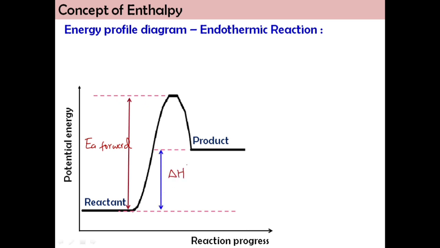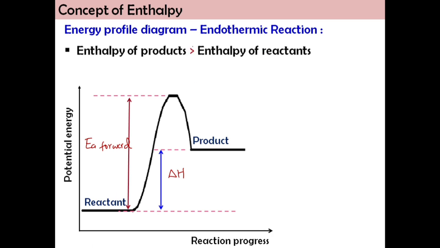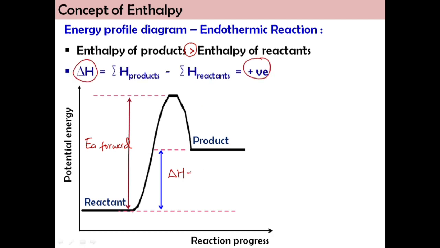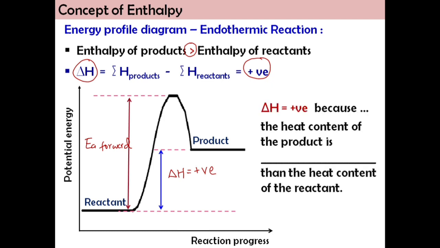Okay, so take note that the enthalpy of reactant and product, kalau kita nak compare, product lagi tinggi daripada reactant. Jadi ini memberi delta H value as positive value. Okay. So kenapa boleh positif? Kerana heat content or enthalpy of product is higher than heat content of the reactant.